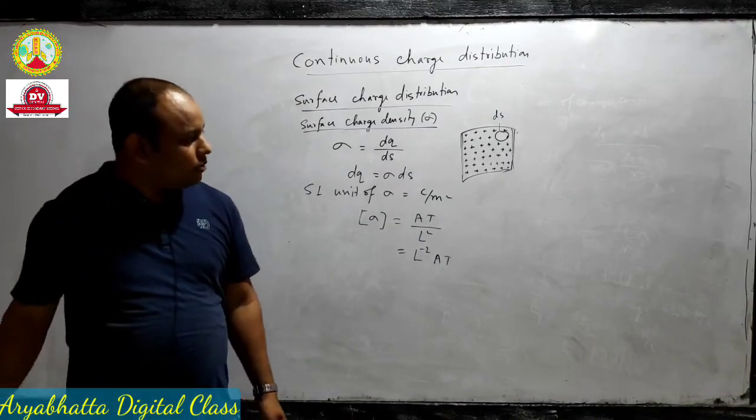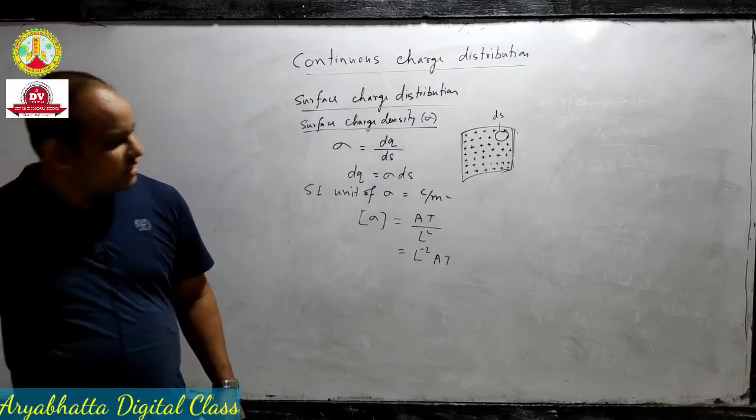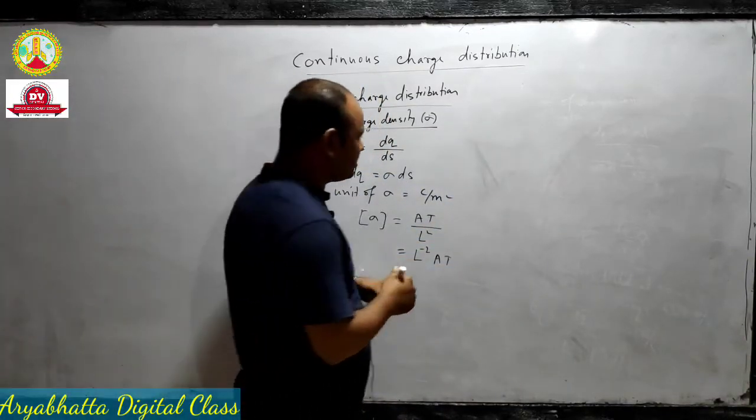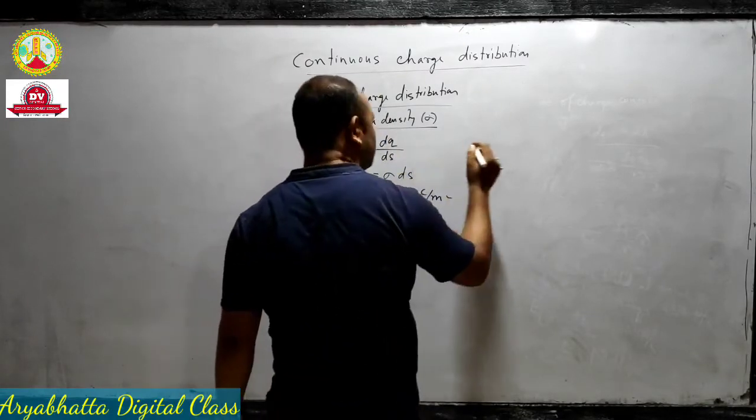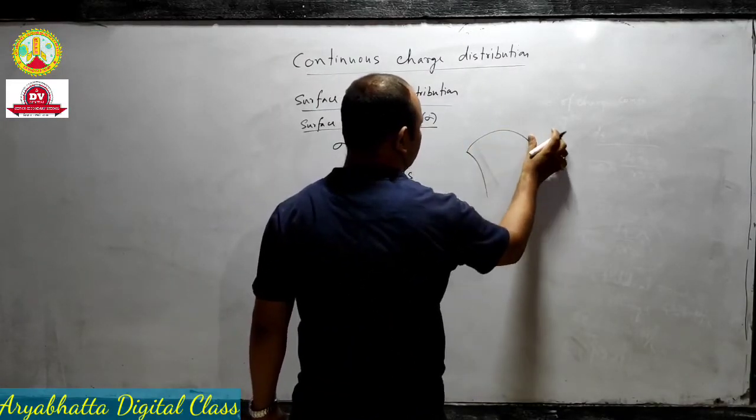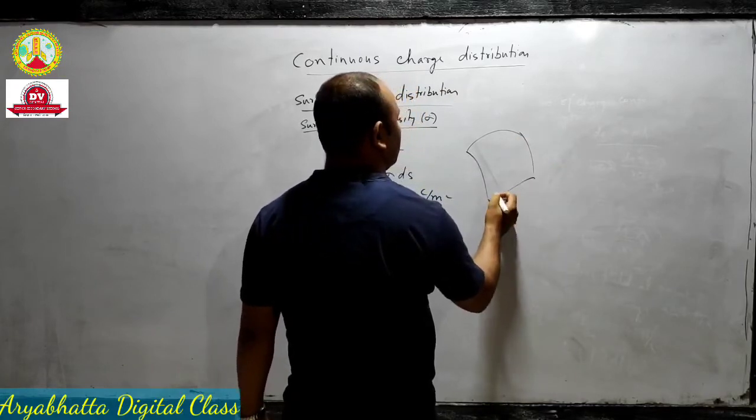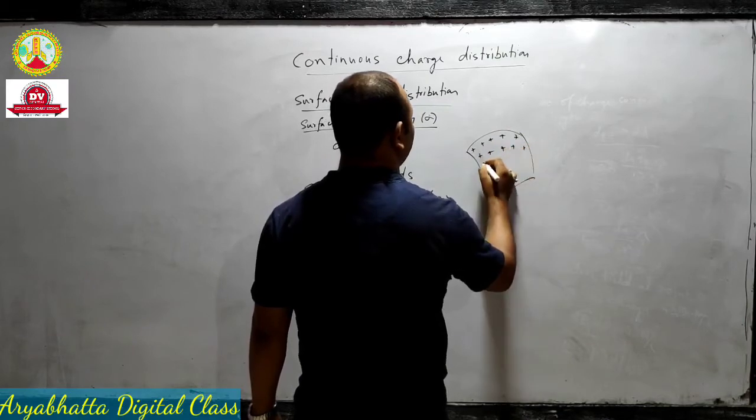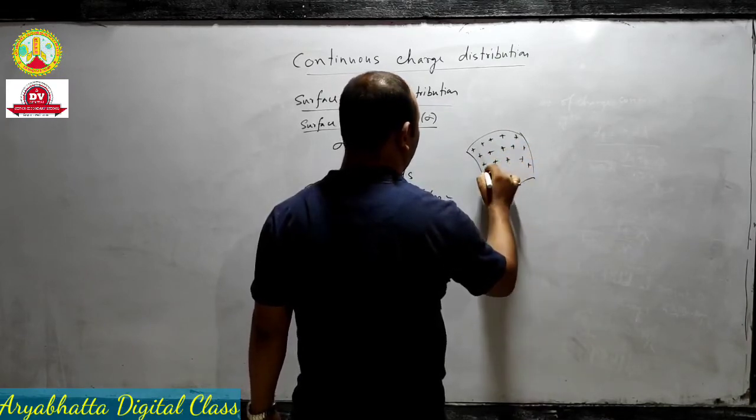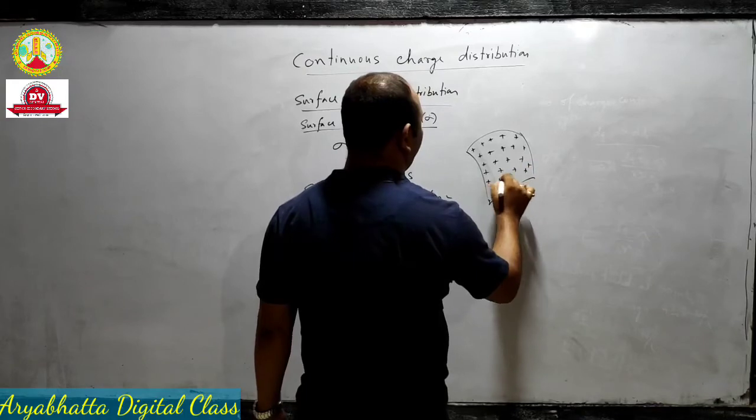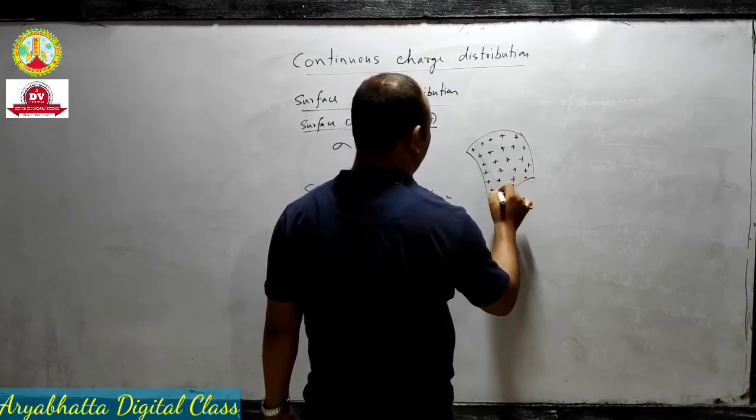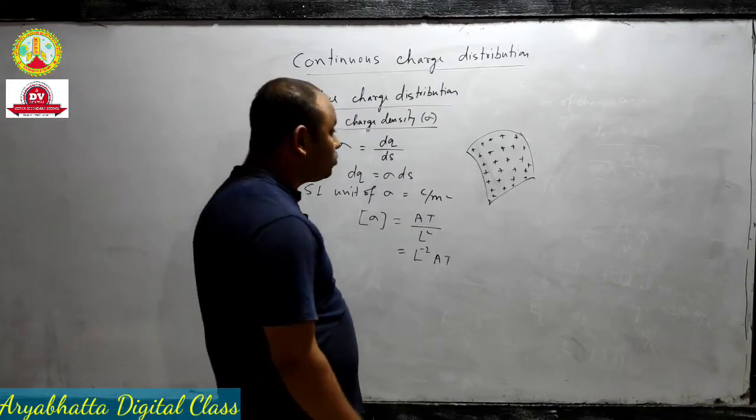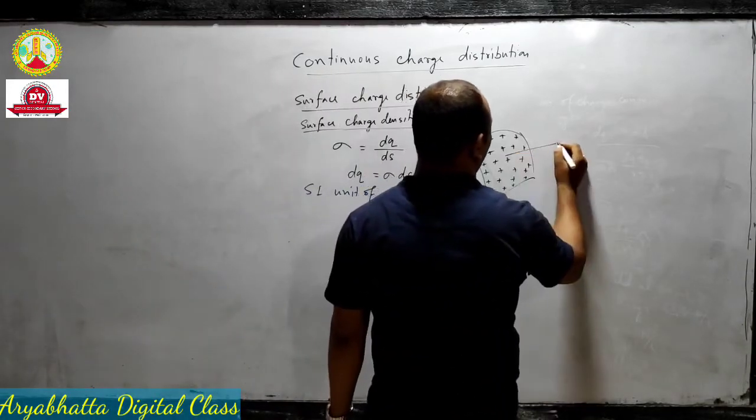Okay. Now suppose this is our surface. I am again redrawing the diagram. Suppose this is a surface. Upon this surface the charges are, suppose, uniformly distributed, like this. Okay. And due to this surface charge distribution, we need to calculate electric field at point P.